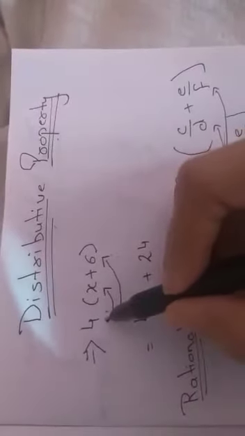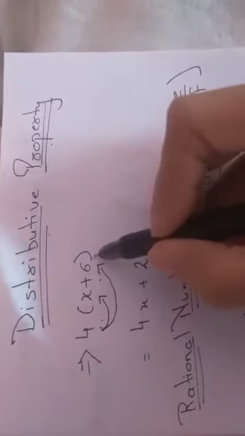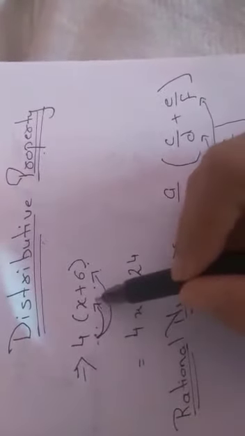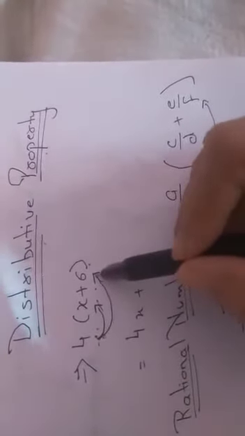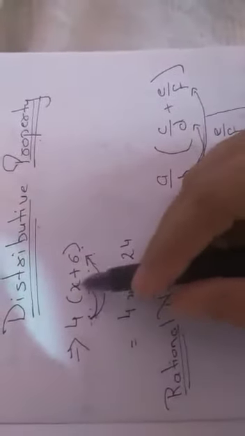Now next is distributive property. As the name suggests, distributed. So let's take this example. We have to multiply 4 with x plus 6. Now first we will multiply 4 with x, then we will multiply 4 with 6. This will be 4 into x, 4x, 4 6s are 24. This is the distributive property.